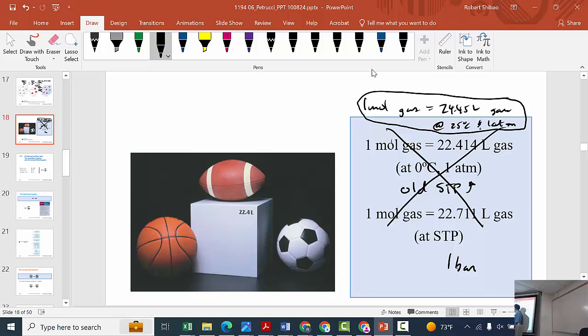You can buy boxes that are 22.4 liters of volume. And so I have a box over there that will bring it out. It's 22.4 liters. It's one mole's worth of gas. In other words, 6.022 times 10 to the 23rd gas particles inside the box. The identity of the gas doesn't really matter.